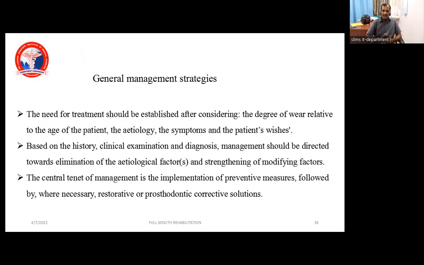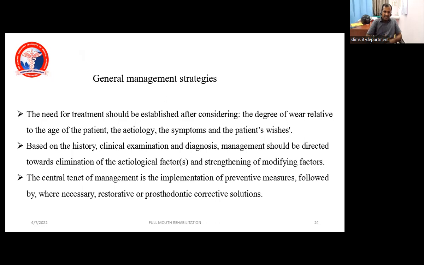When you see a patient with severe occlusal wear and parafunctional habit, your treatment management strategy will depend upon the age of the patient, the amount of occlusal wear, and how severe the symptoms are to the patient. And the last one, the most important one, is the patient's wish. Against that, we can't do any treatment for the patient.